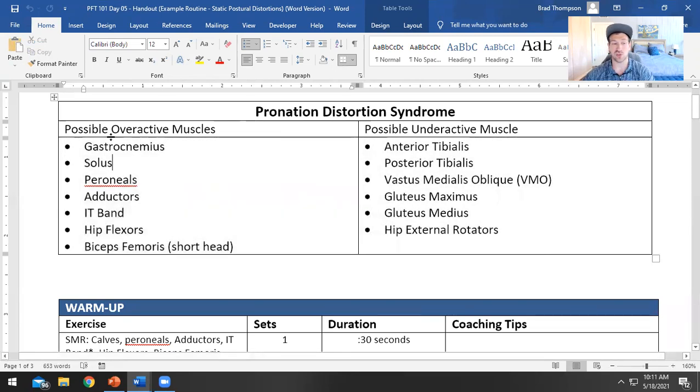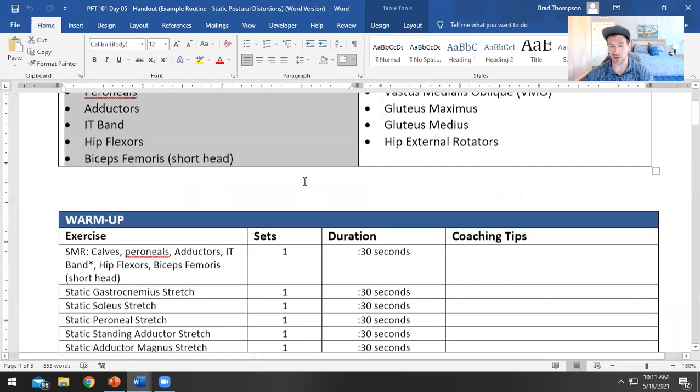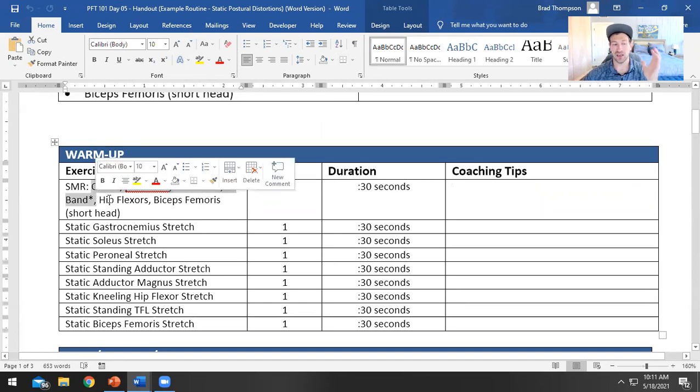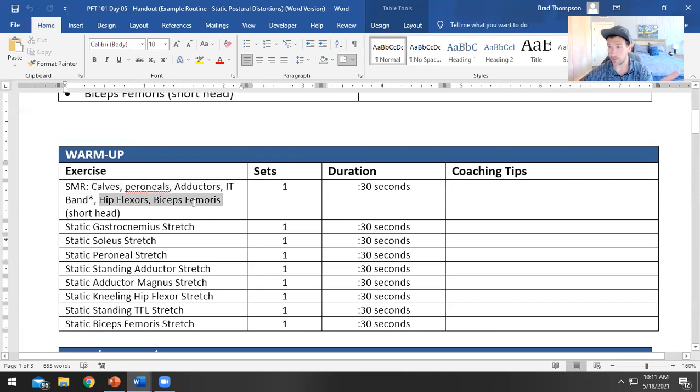And now we are going to stretch all of this overactive stuff. So we're going to foam roll the calves, the side of the shin, the adductors, the IT band, your hip flexors, your biceps femoris. We're going to basically foam roll, or SMR, all of that stuff. If I were a massage therapist, these are the muscles I'd be working on if I saw my client's knees cave in. And then I'm going to follow all of those exercises up with stretches, right?